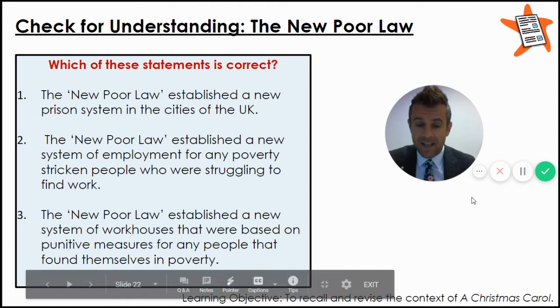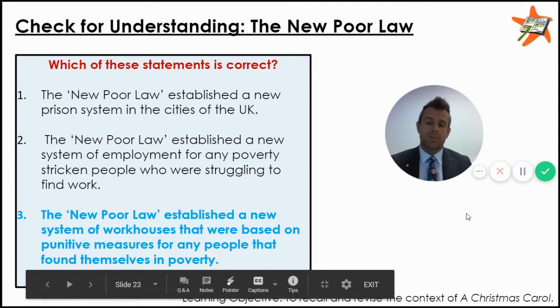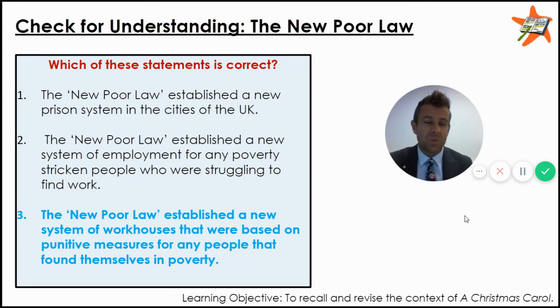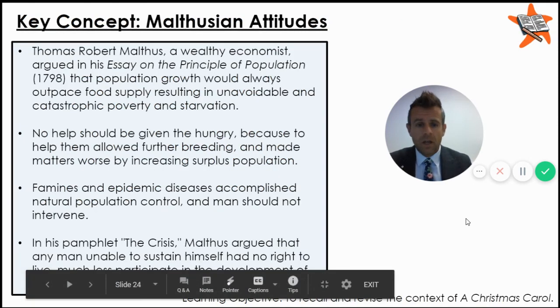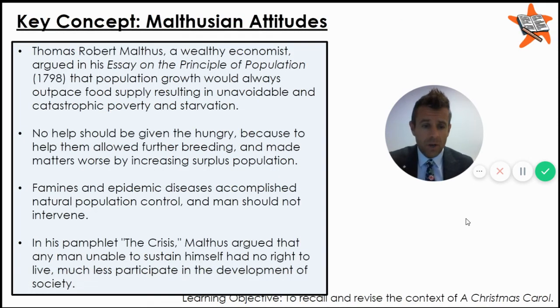And the answer absolutely is number 3. Okay, so the new poor law established a system of workhouses, and those workhouses were absolutely hated by the working class. And Dickens himself, as we'll see later, was sent to work in a bootblacking factory in order to pay off his father's debt.